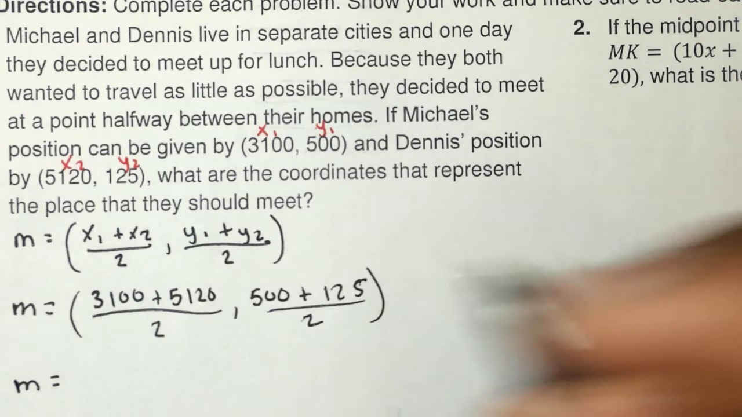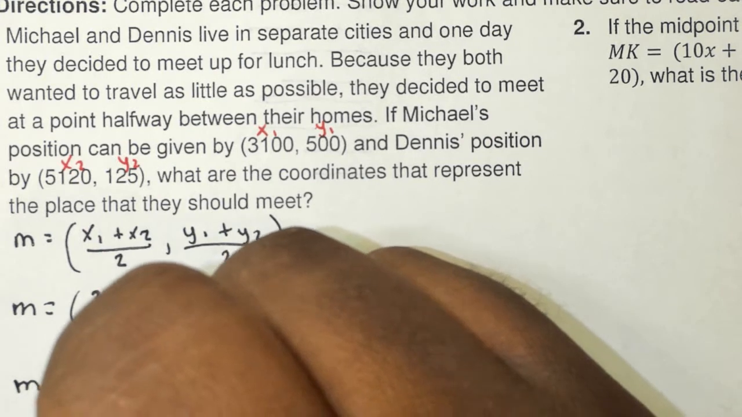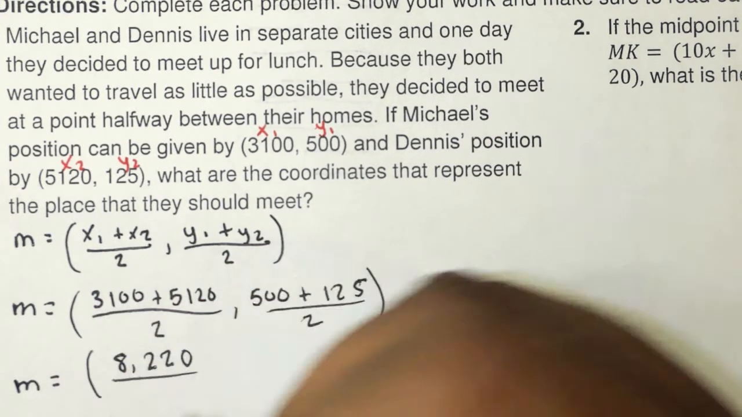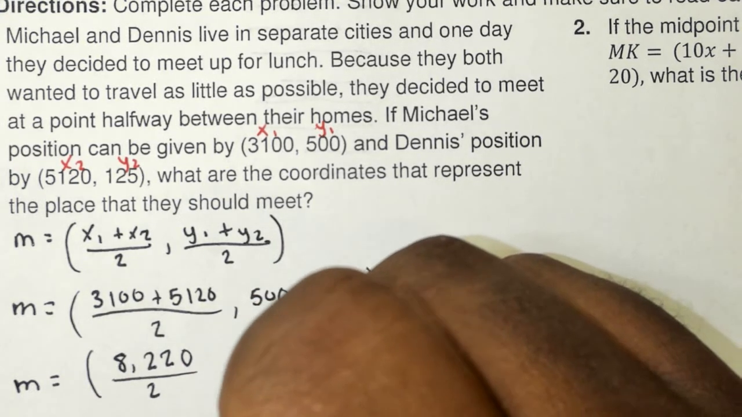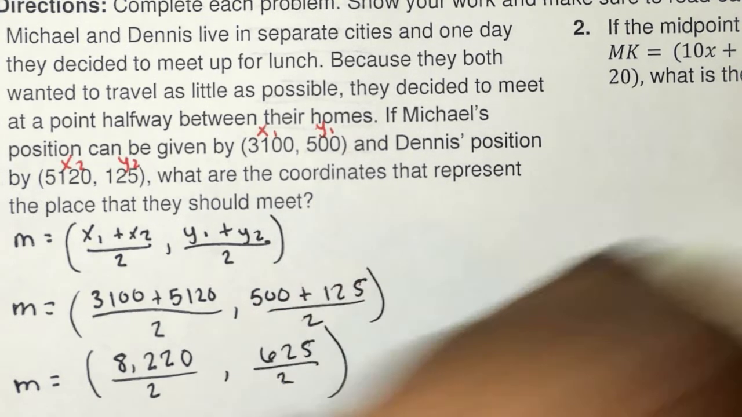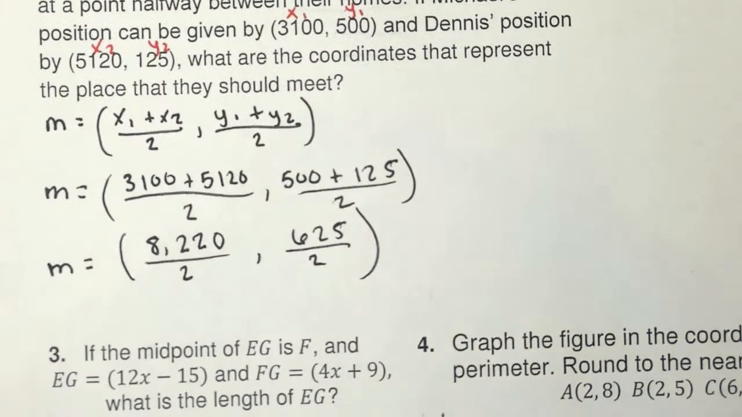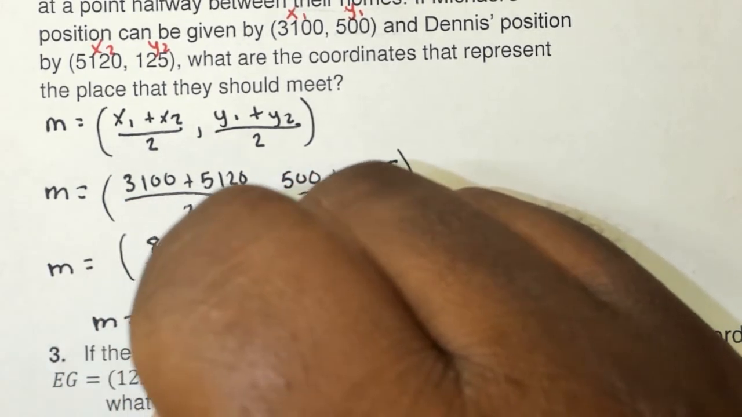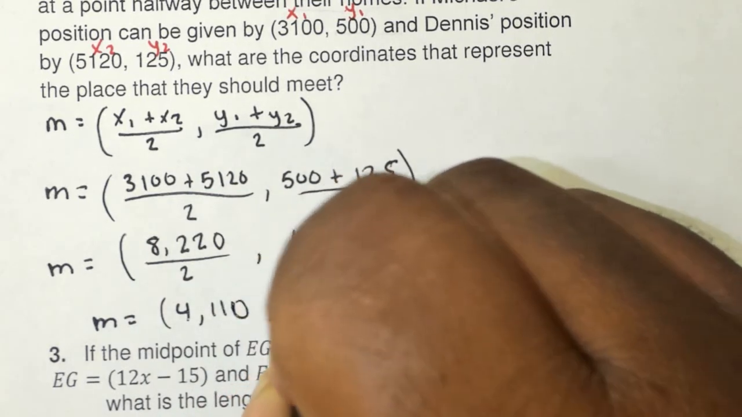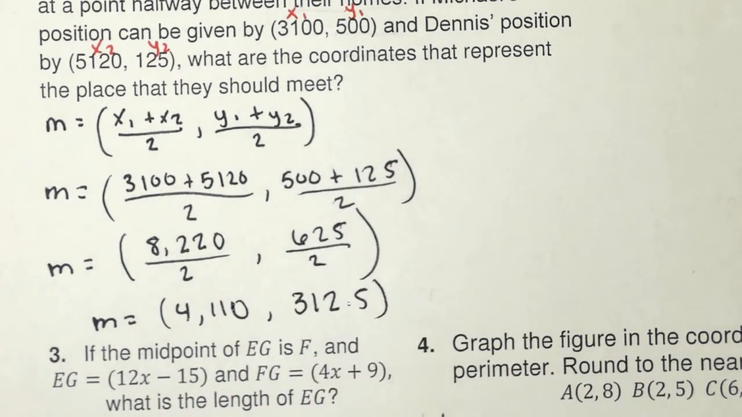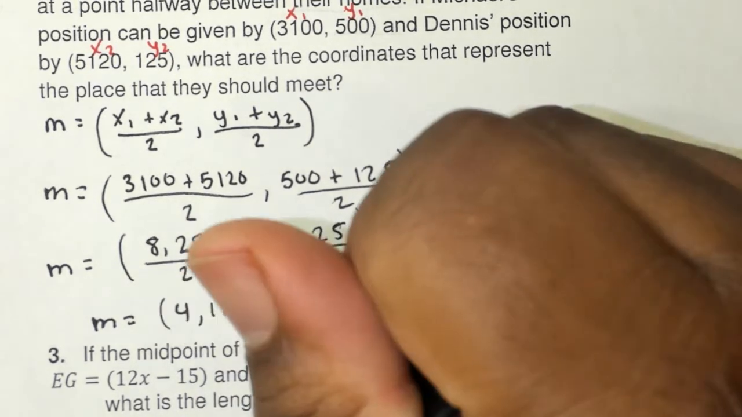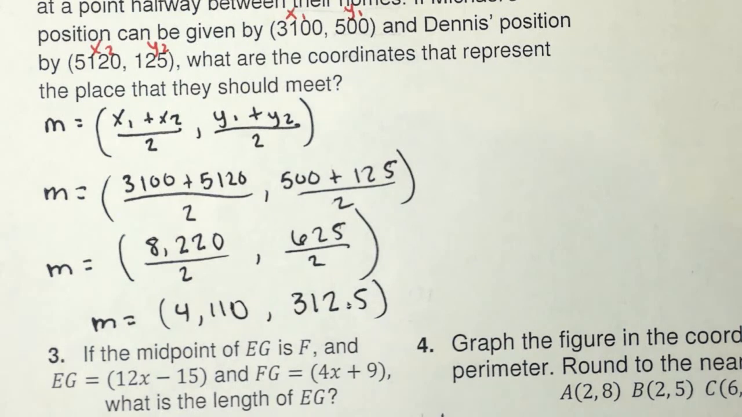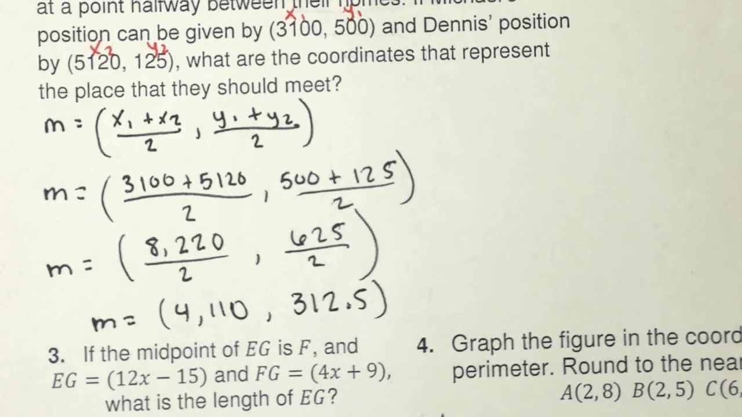Y'all get intimidated because the numbers are big, but it's the same thing we've been doing. I add those together, I get those 2 numbers, and then obviously I'm going to divide by 2. So I get 4,110 when I divide by 2, and then I get 312.5. That's my coordinates of the midpoint. Pretty easy, pretty straightforward. Should all know how to do that.